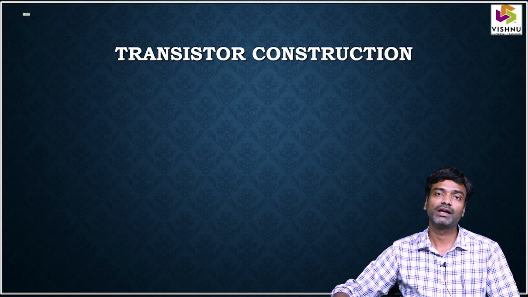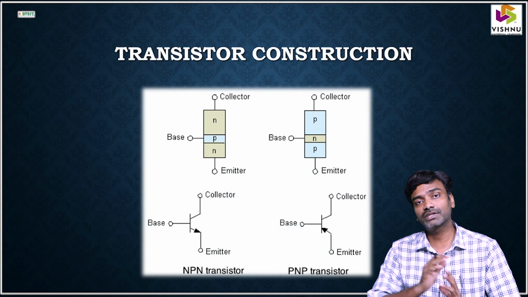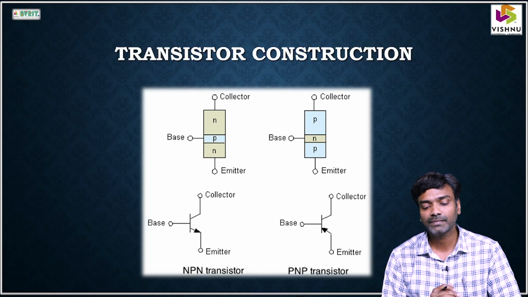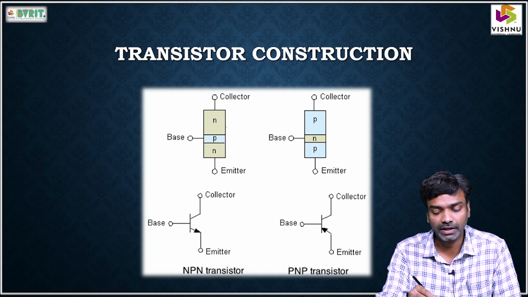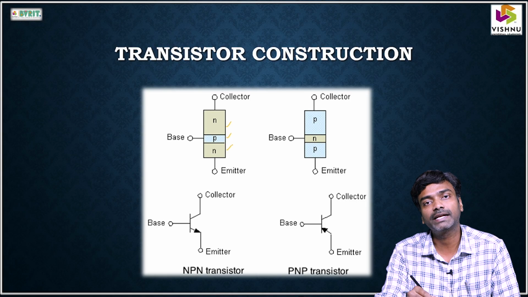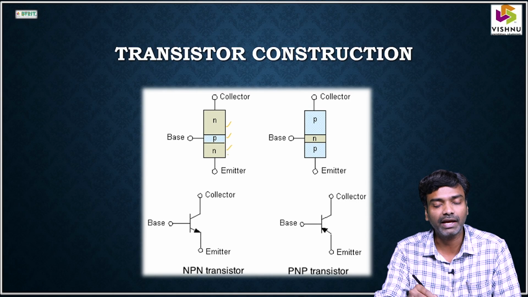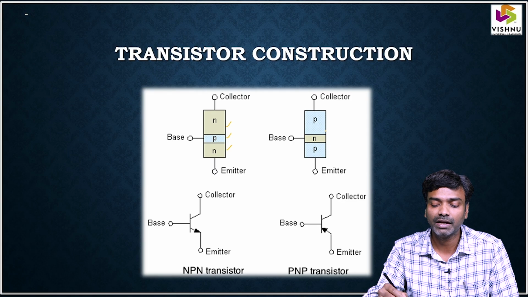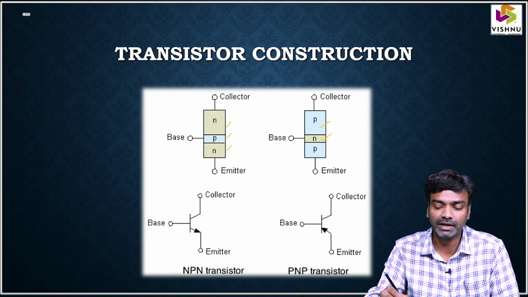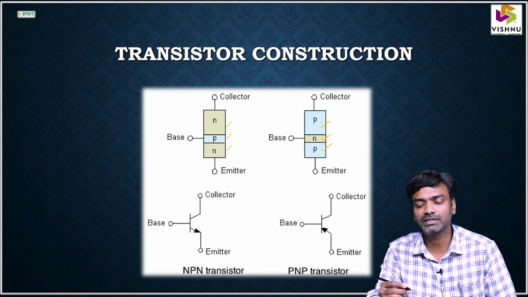Coming to the basic transistor construction, when we join semiconductor materials such as N-type, P-type as well as N-type semiconductor, we have an NPN transistor, or conversely we can also join P-type, N-type and P-type semiconductor, and we can have a PNP transistor.